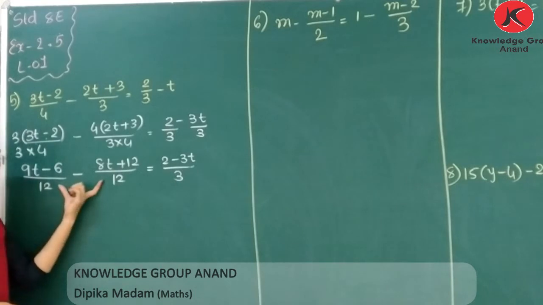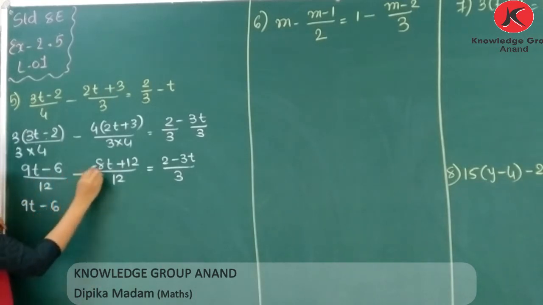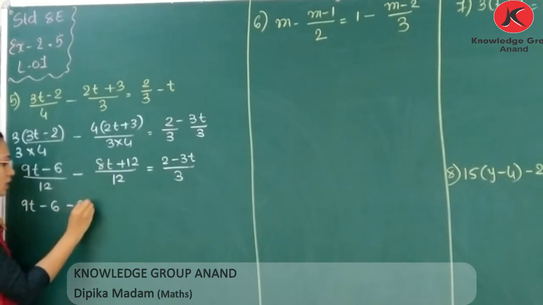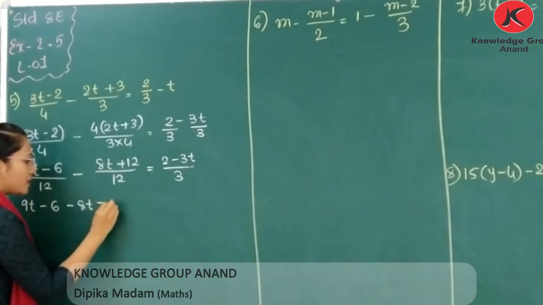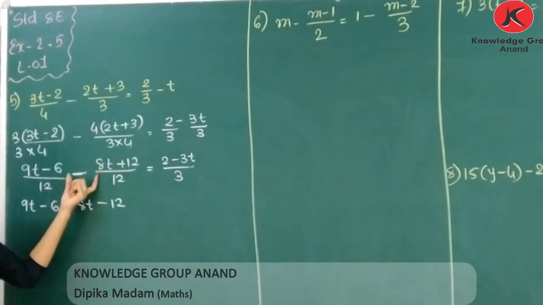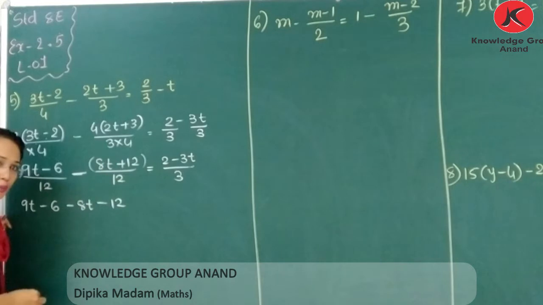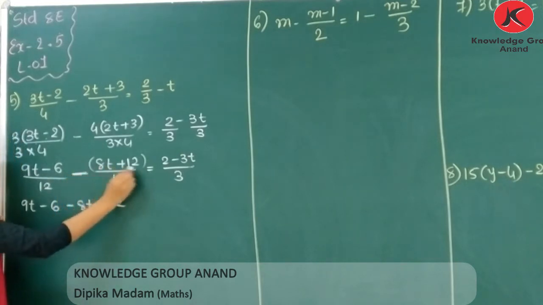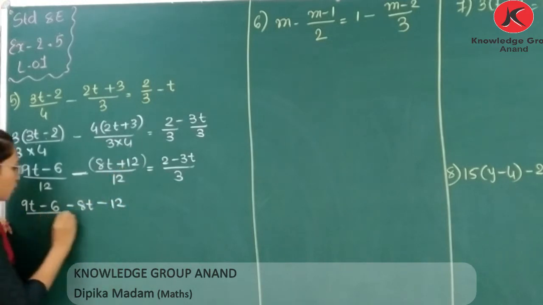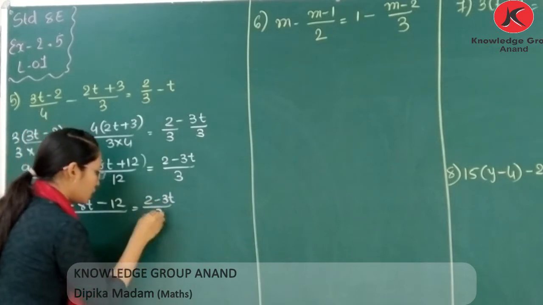Now we need to combine this bracket. So it is 9t minus 6. The minus sign will be applied to minus 8t and this 12 becomes minus 12. Okay, whenever there is a minus sign outside the whole term, then every sign in the term will be changed when we combine this term. Here we can consider the bracket. So when we apply the minus sign to the bracket, 8t will be minus 8t and plus 12 becomes minus 12, whole divided by 12 is equal to 2 minus 3t divided by 3.